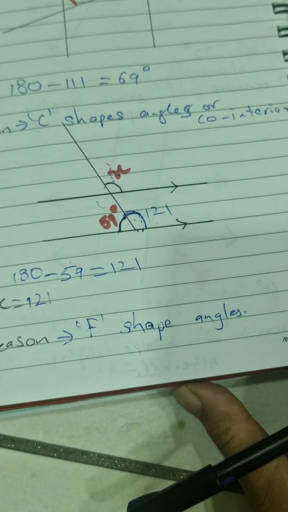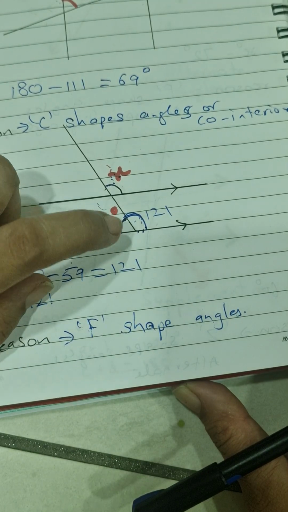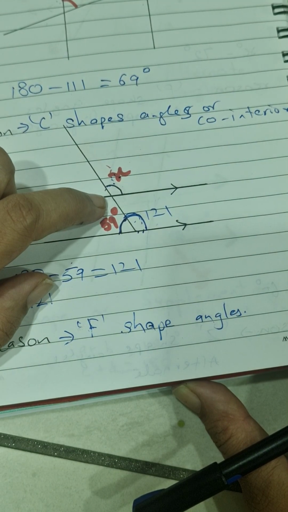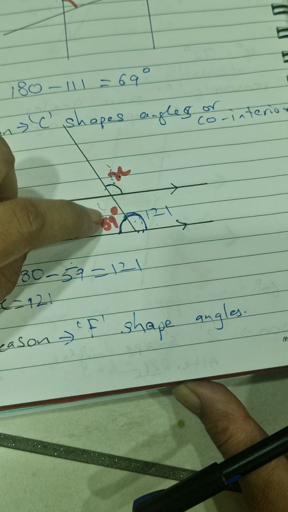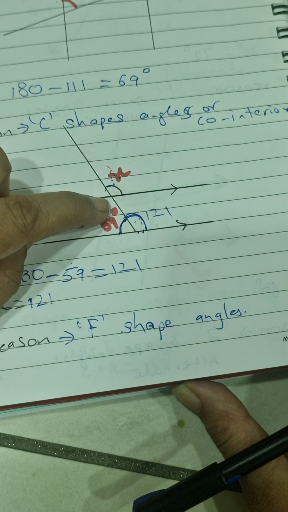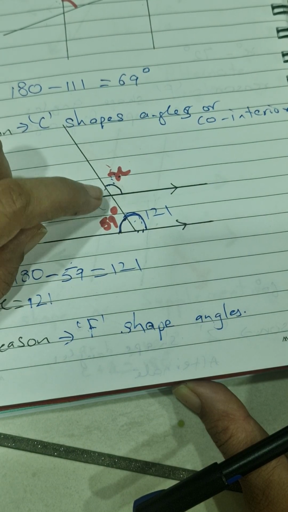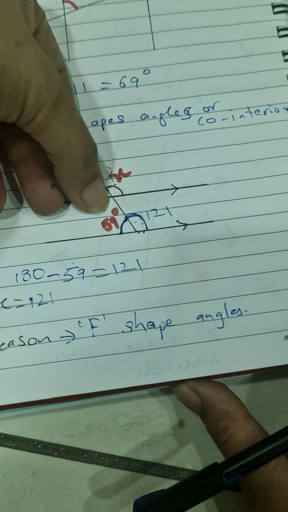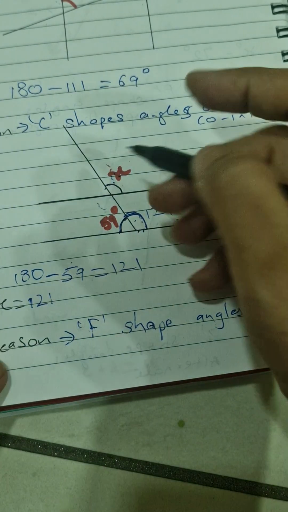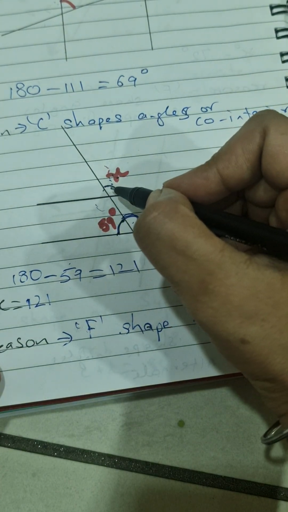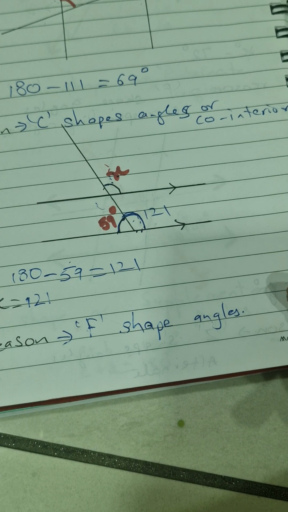Okay, you can do it with this side also, co-interior. If you want to find this one, the same thing, you will do 180 minus 59. You will get this one because it is a co-interior angle. So 180 minus 59 is 121. If this is 121, this one will also be 121. Why? The reason is vertically opposite angle. Any one way you can use, children.